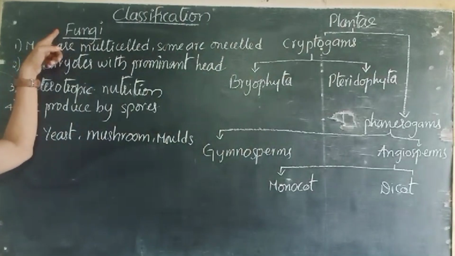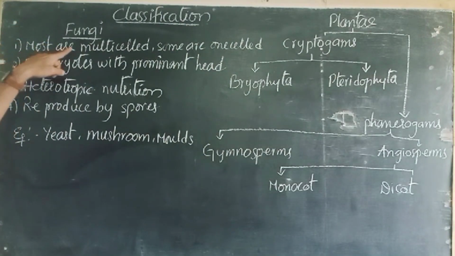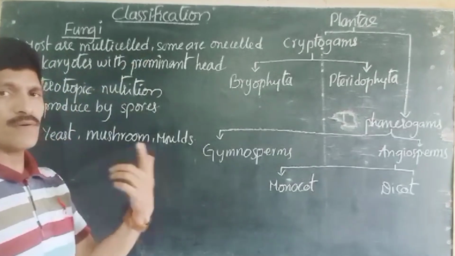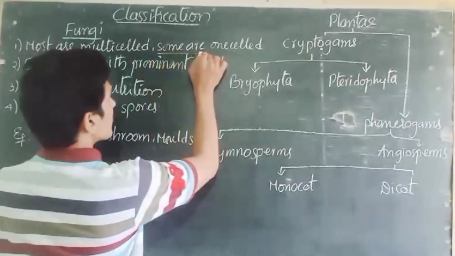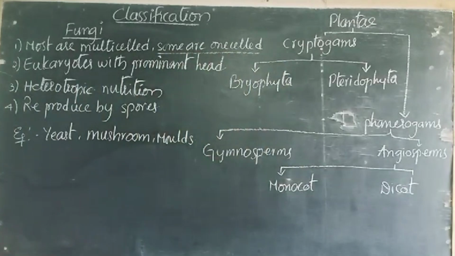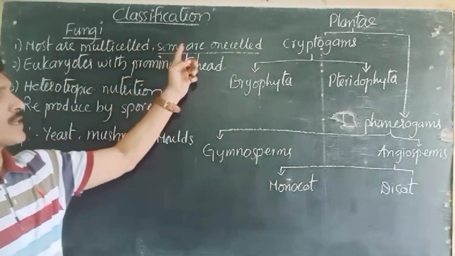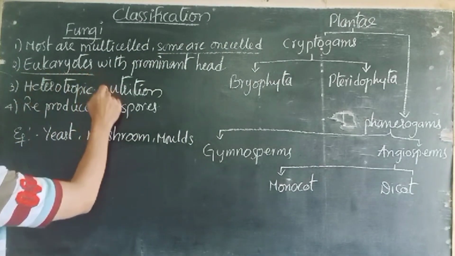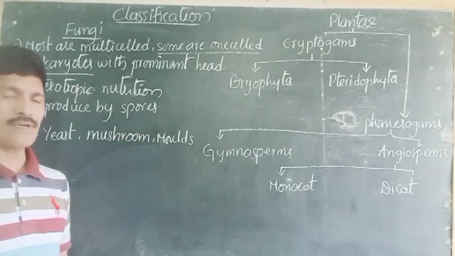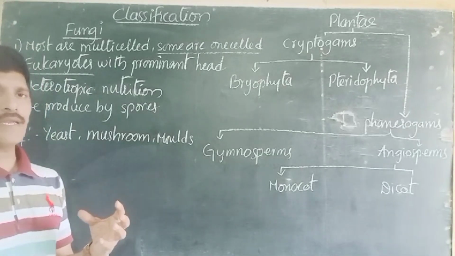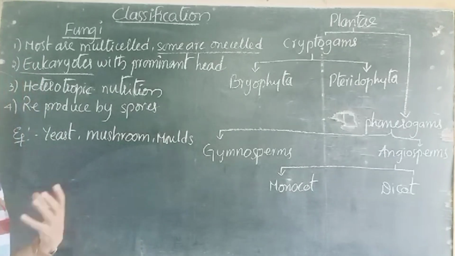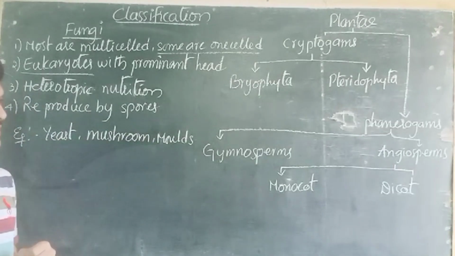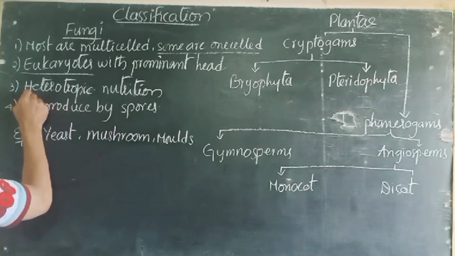See the characters of fungi. Most of the fungi are multicellular, meaning the organism is made up of more than one cell, right? And some are one-celled. Most of the organisms are many-celled, and some are still unicellular. Later, these are eukaryotes, meaning organisms which have a prominent nucleus, or in other words, a well-bounded nucleus. And these have heterotrophic nutrition.